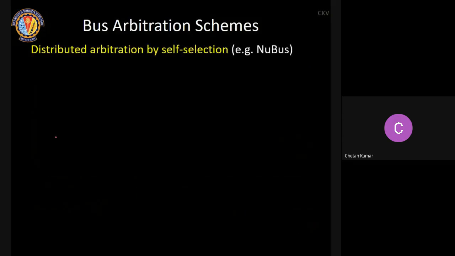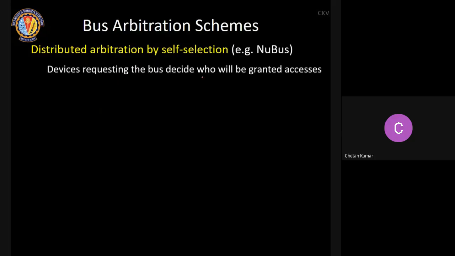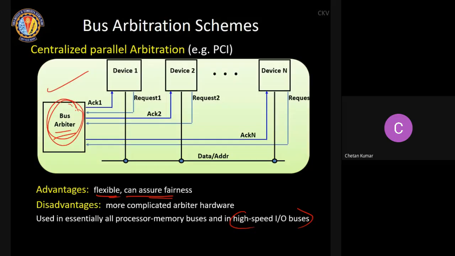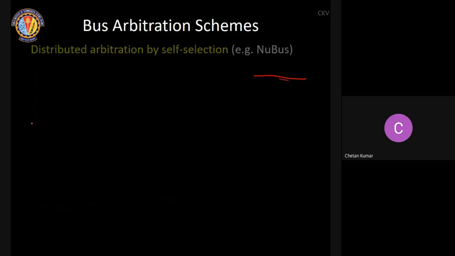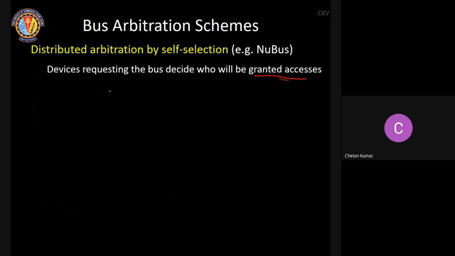Then you have other schemes also. One is called distributed arbitration by self selection. Here the devices requesting the bus decide who will be granted access. In the earlier schemes the control sits in the arbiter, but here the arbiter's work is distributed among the devices. There will be some controller communicating with the devices, and the devices will decide which other device should get the access. It's slightly tricky, but you don't have to go into the architecture details. You just have to understand how it works. Devices requesting the bus will decide who will be granted access.